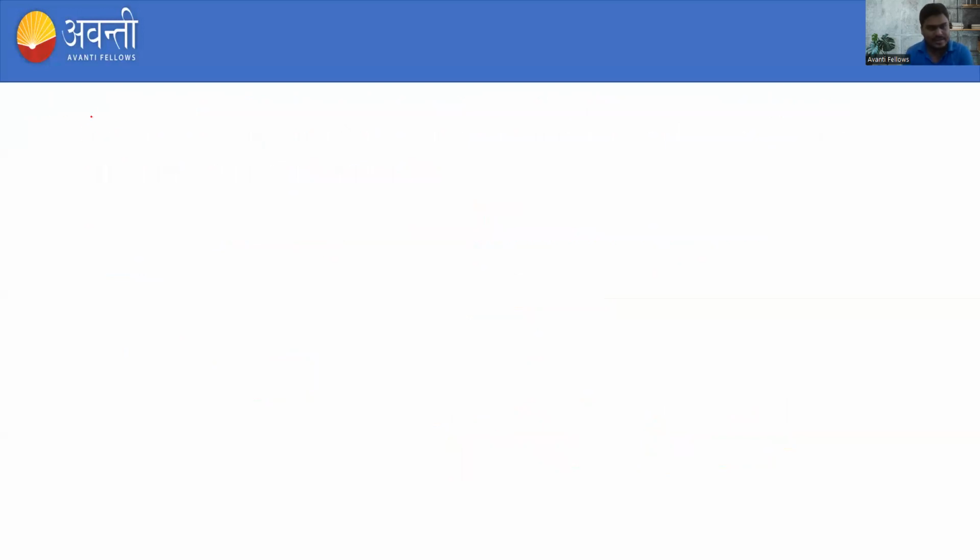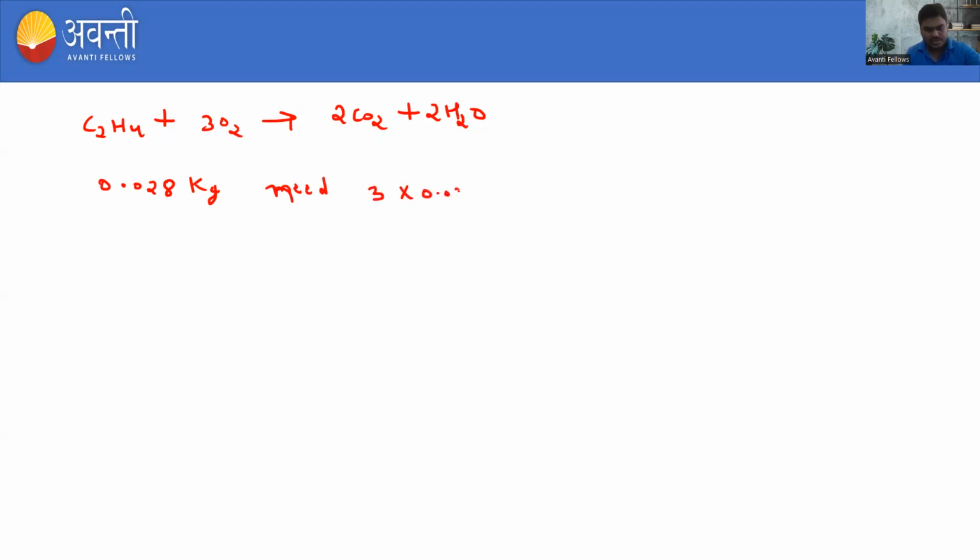So we have ethylene, C2H4, and this undergoes a combustion reaction to form CO2 and H2O. So we can say that 0.028 kilogram, molecular mass, will need 3 into 0.032, which is equal to 0.096 kilogram of oxygen.